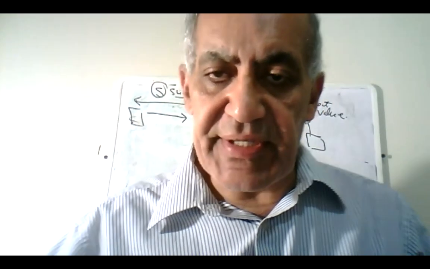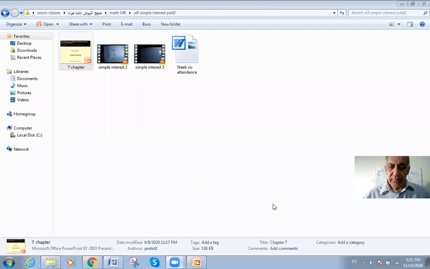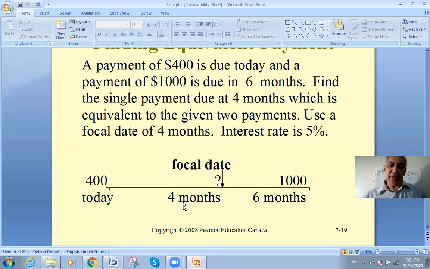Let me share the screen and we'll check out an example. Now look at this. The focal date is 4 months, with $400 today and $1,000 in 6 months in the future. How will I solve it? And the interest rate is 5%.